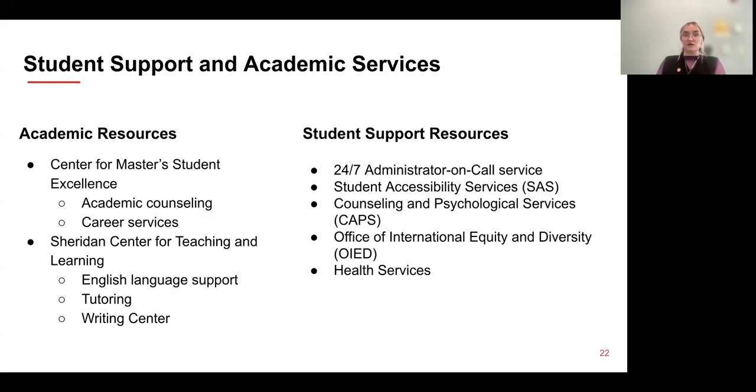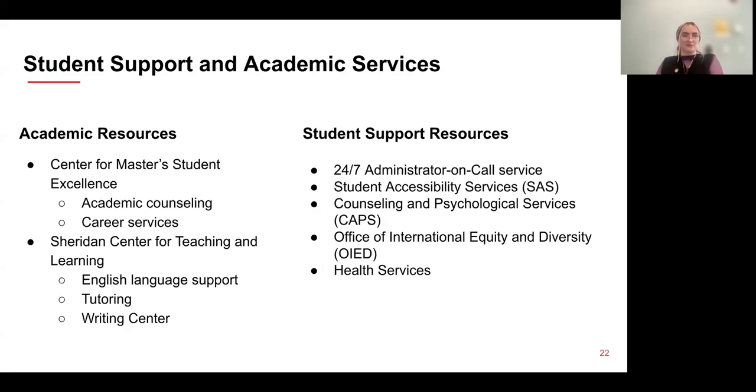But I also want to touch base on that Sheridan Center for Teaching and Learning. Like I said, if you are looking for some writing support, if you're looking for English language support, if you're looking just for some tutoring for your general classes, that's a really, really great place to go. Maybe if you can't make office hours or the study sessions planned for your program, that's another good resource. And then we also have our 24/7 administrator on call service, as well as our student accessibility services. And they are really great resources.